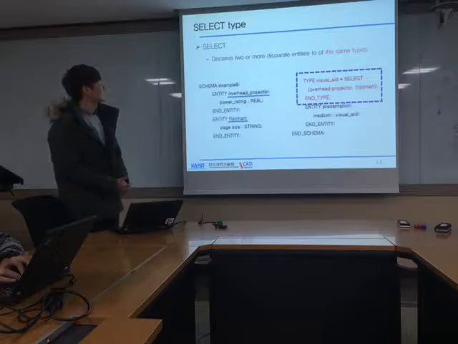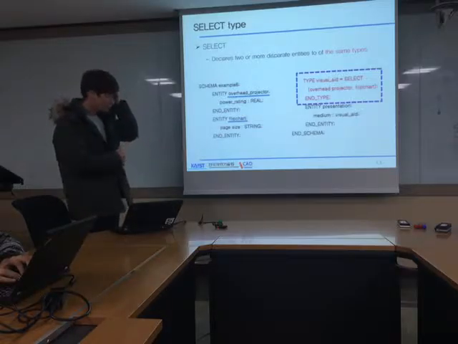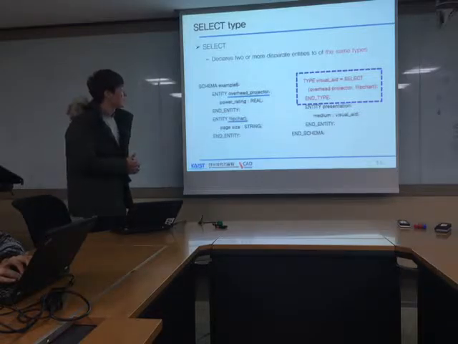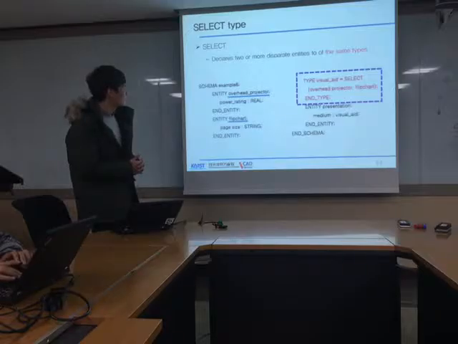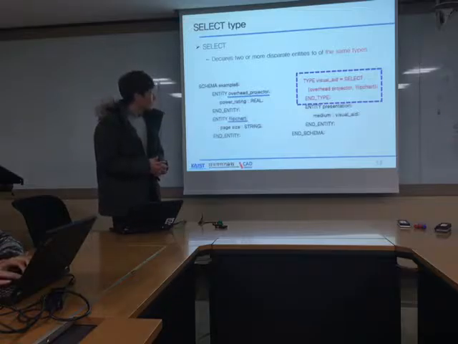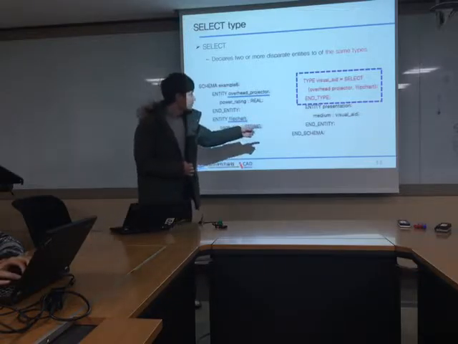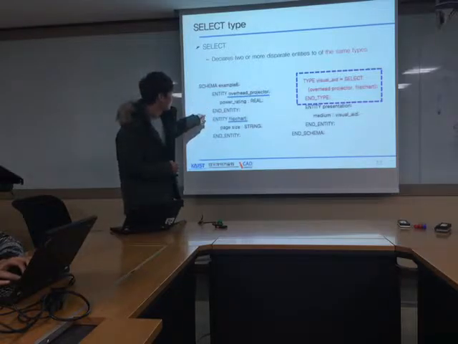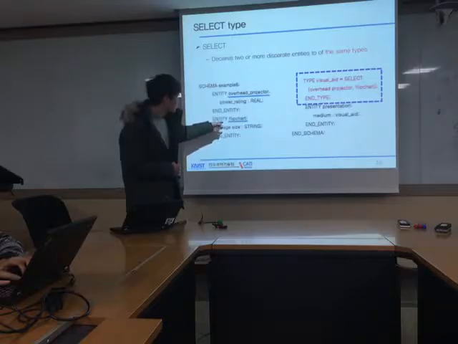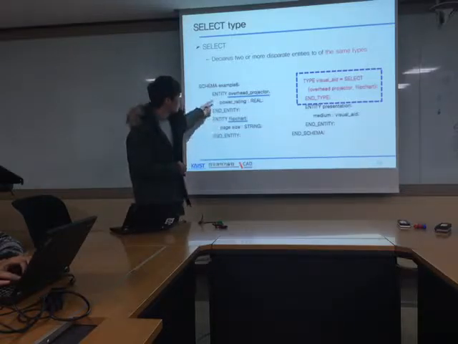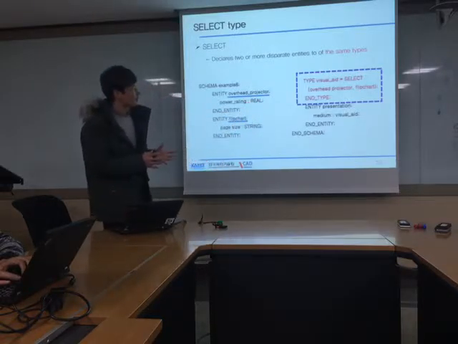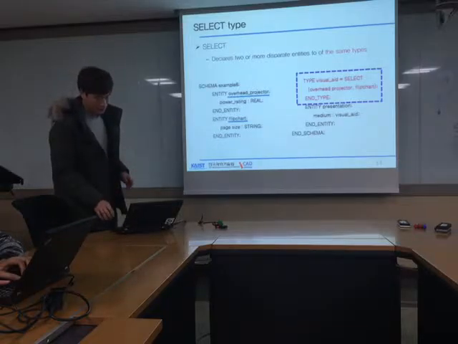And next, select type. Select type combines two different types of attributes. As you can see in this picture, there is an overhead projector and there is a flip chart. These are different types, but the select can combine the overhead and flip chart.